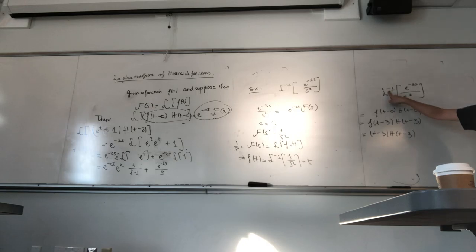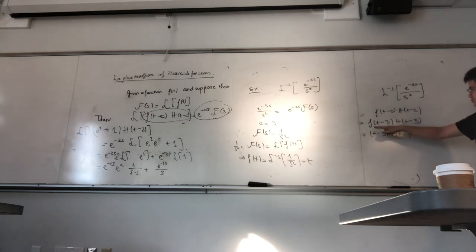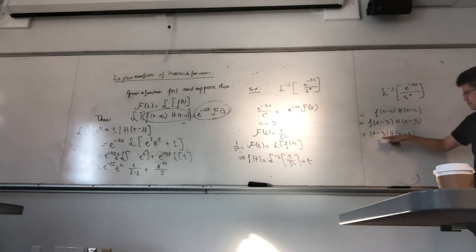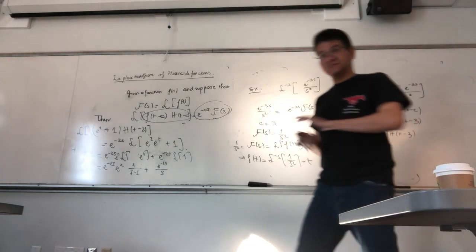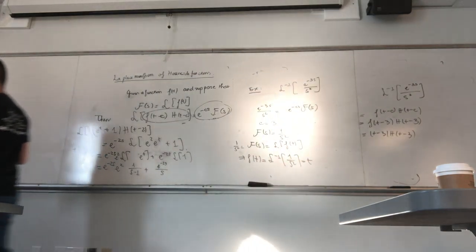So the inverse Laplace transform of e to the power minus 3s over s squared will be f of t minus c, s of t minus c. c is 3, right? So here I have f of t minus 3 times s of t minus 3. f is t, so I have t minus 3 times s of t minus 3. Is it clear? Questions?